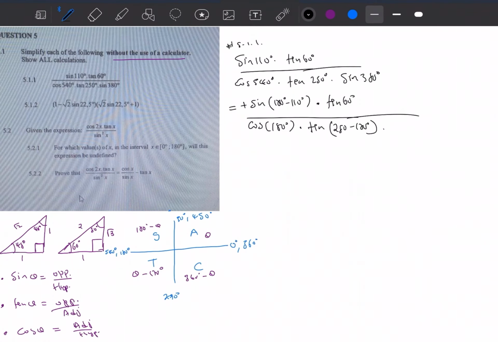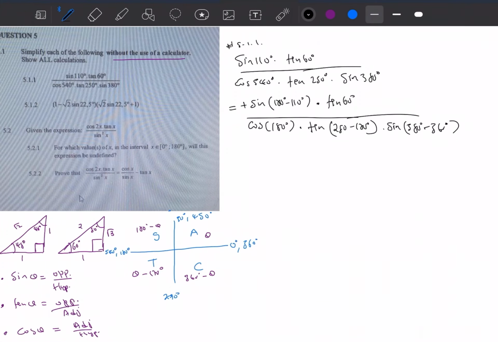And then you have sine 380. Again, where is 380? 380 is in the first quadrant because it is between 360 and 450. So if 380 is in the first quadrant, we need to reduce this. What do you think it's going to be? 380 minus 360. That's correct.